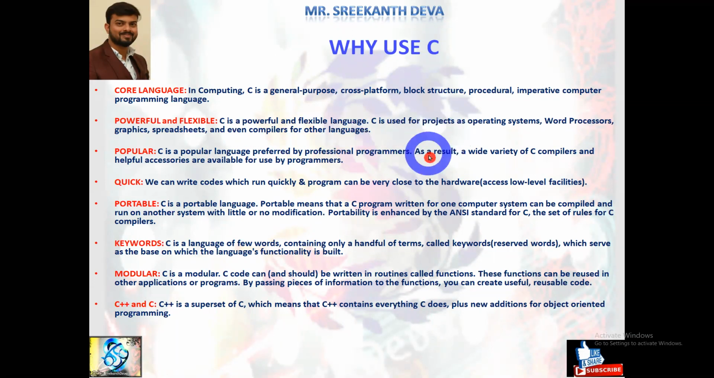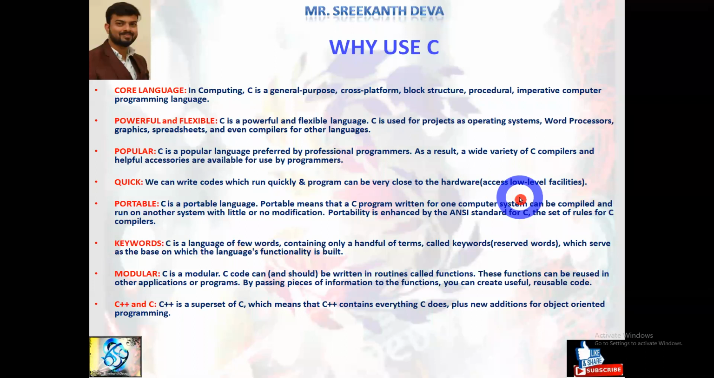C is used for projects, especially system development applications like operating systems and desktop applications like word processors, graphics, spreadsheets, and even some compilers for other languages. I told you, right? For high level languages, to compile those applications, the compiler design or development uses C code. C is also a popular language preferred by professional programmers. As a result, a wide variety of C compilers and helpful accessories are available for programmers. It is quick: we can write code which runs quickly, and programs can be very close to the hardware.